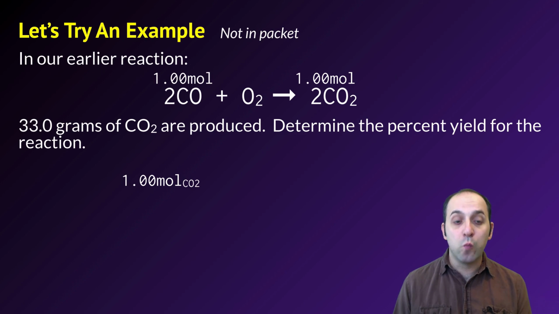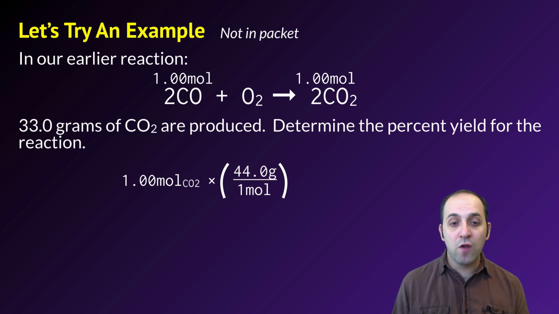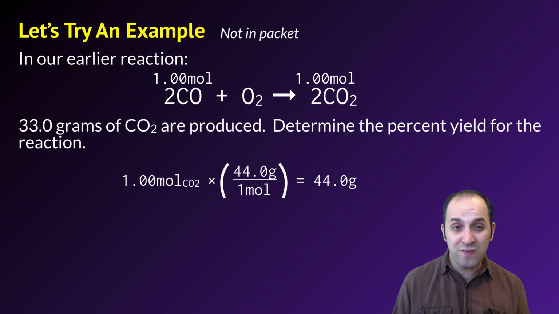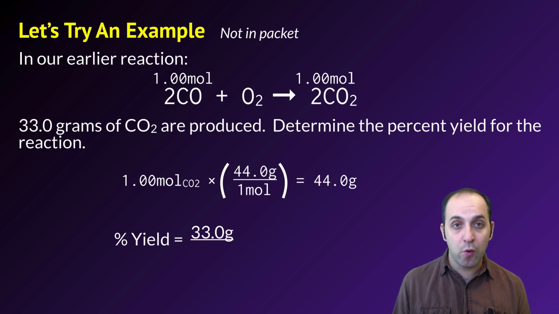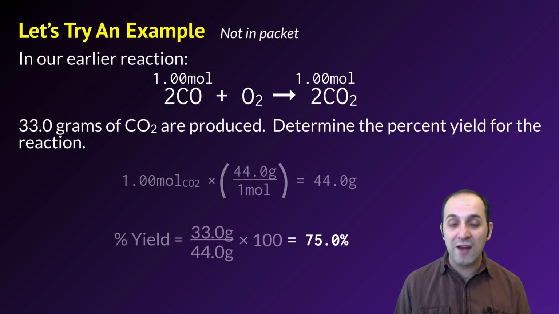Theoretically, we should produce 1 mole of CO2. 1 mole of CO2 has a mass of 44.0 grams, but we didn't produce that much. We only produced 33.0 grams. So our percent yield is going to be equal to our actual yield, 33.0, divided by our theoretical yield, 44.0, times 100. Our percent yield for this reaction is 75%, which is actually, in the grand scheme of things, a pretty good percent yield, much better than what we'd see in a lot of the conventional commercial chemistry that's used throughout the world. Does this make sense?